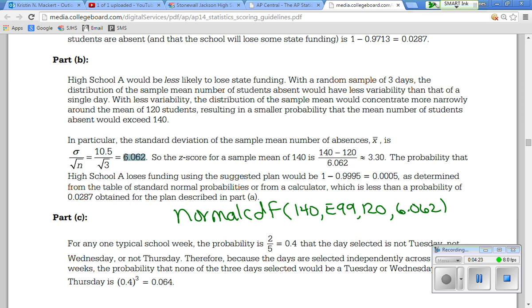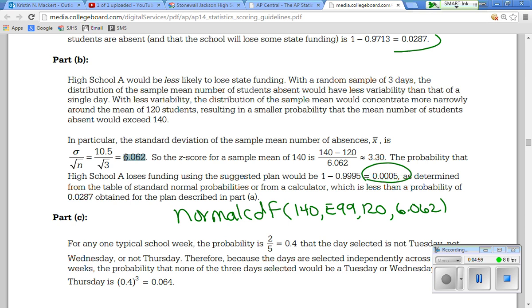So you just found a new standard deviation. Yeah. So when the sample size is 3, I have a new standard deviation. And that's the only thing that's different. You find your new probability, and we got 0.0005, which is a lot smaller than 0.0287, right? So high school A is going to be less likely to lose the funding, right? We're more likely to lose the funding in Part B.